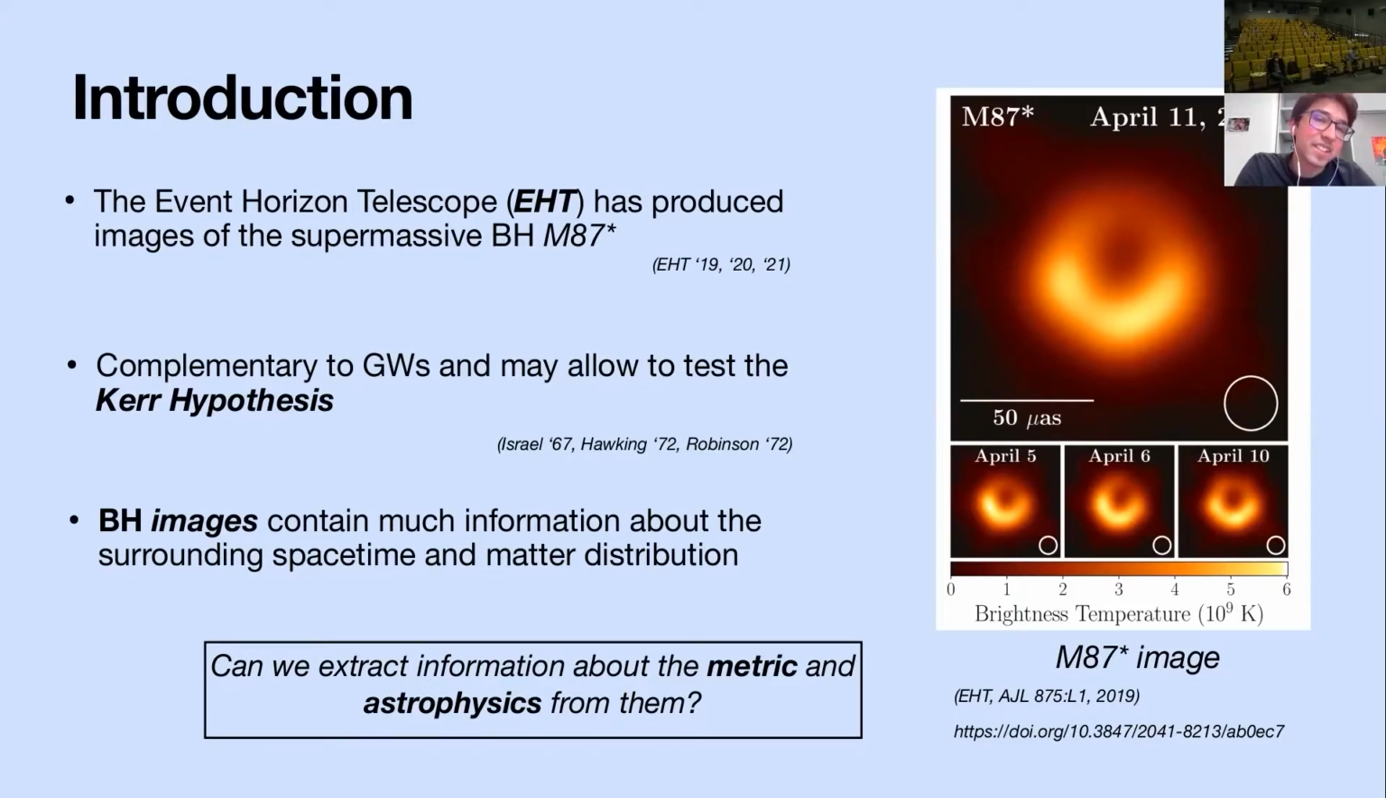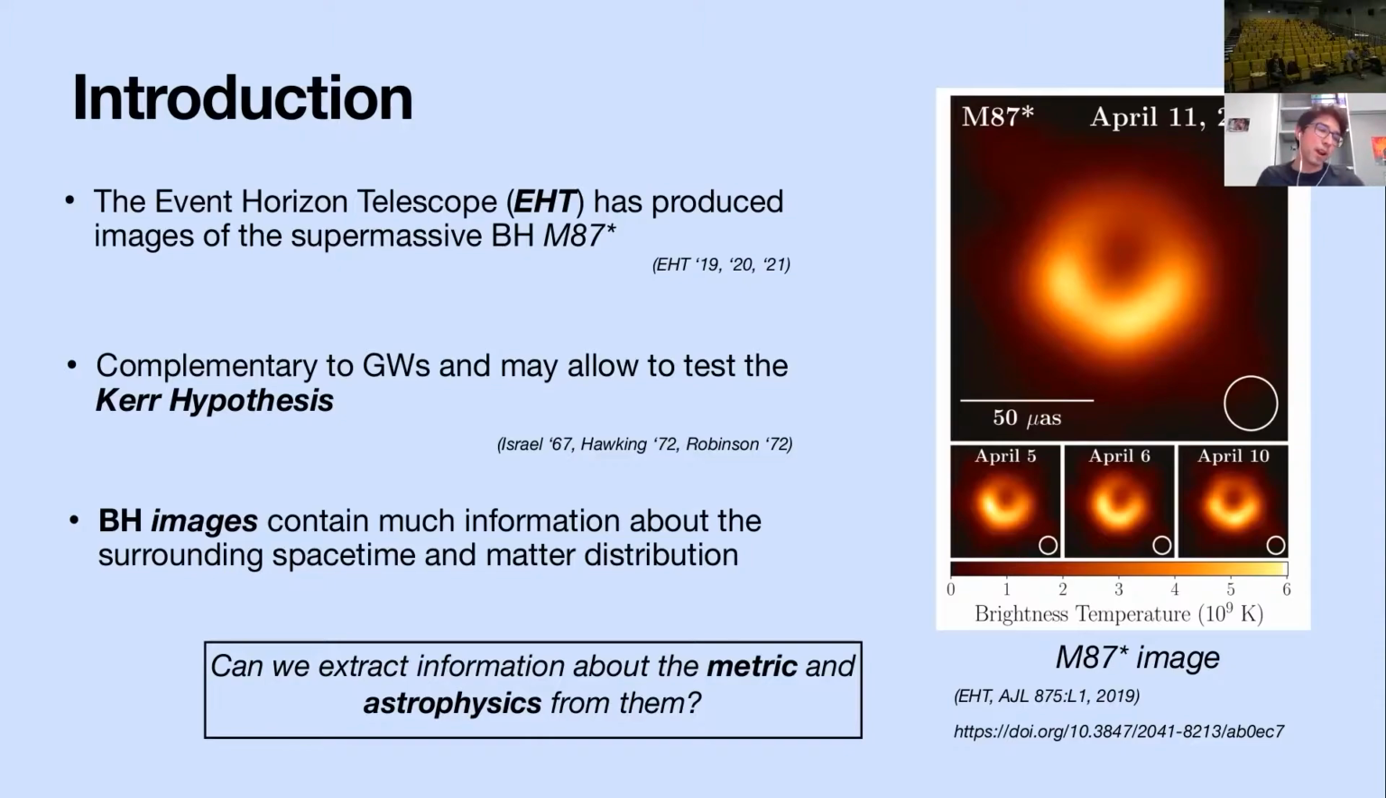The measurements by the Event Horizon Telescope are complementary to those of gravitational wave interferometers, in the sense that the EHT explores objects that have a mass of about 1 million or 1 billion solar masses, whereas LIGO, for example, probes compact binaries that have tens of solar masses. So hopefully, with all this information, this will allow us to test the Kerr hypothesis.